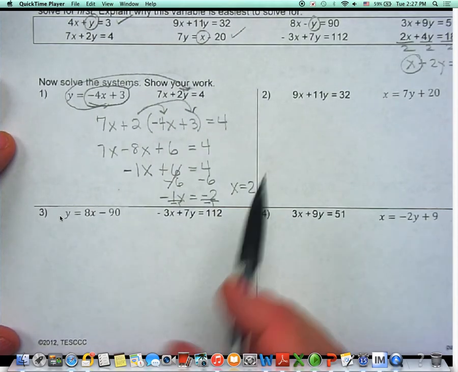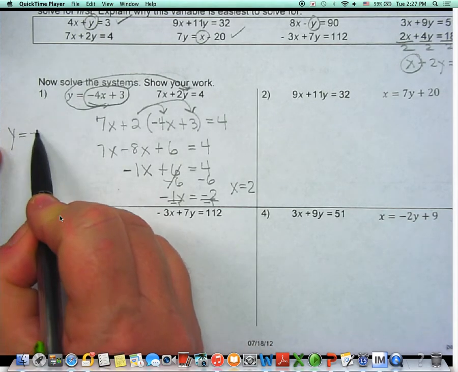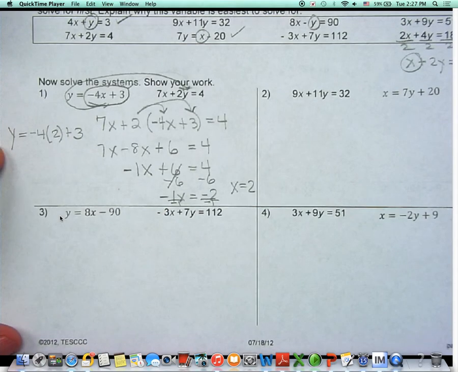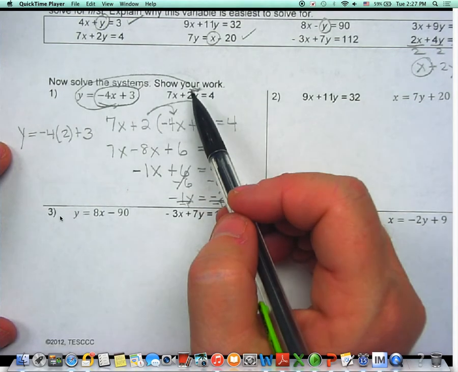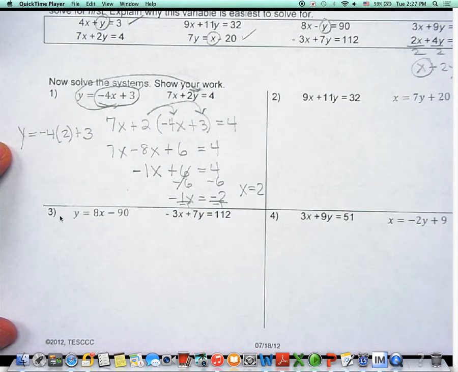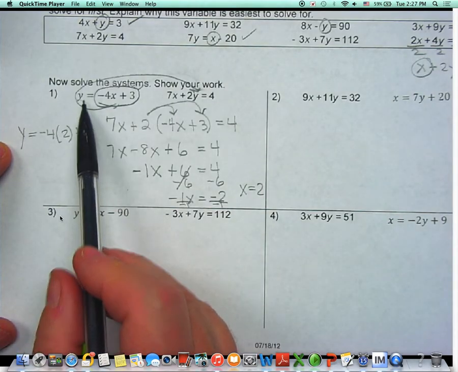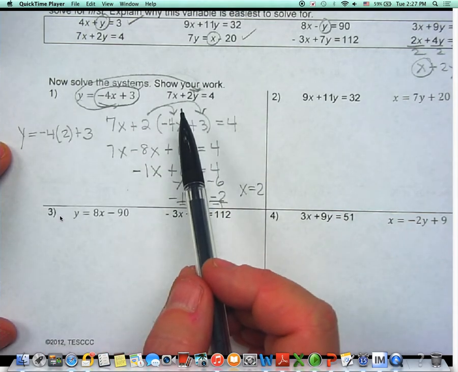Where are you going to plug it into? To y. So y equals negative 4 times 2 plus 3. What happens if you plug it in the other equation? Well, the other equation you could do it, but then you would have to solve to get y by itself. This one already has y by itself. This is just easier, but you could put it back in here and do the same thing.